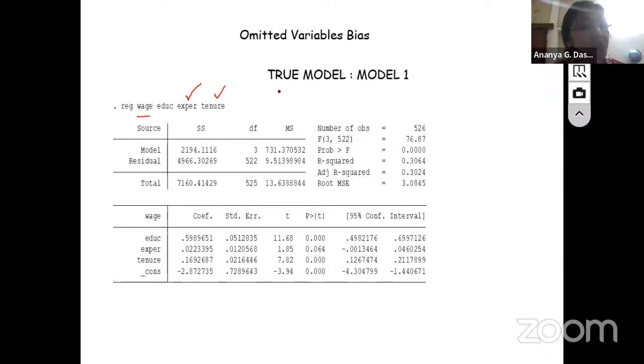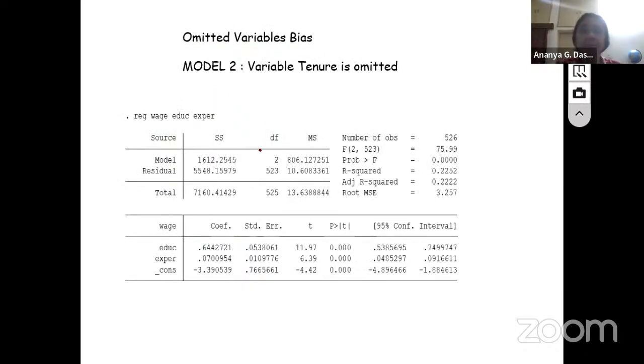Because if you do, then you will be committing the mistake of getting a coefficient which suffers from omitted variables bias in the following sense. Please note that in this model, education has a coefficient of 0.59. Now, suppose I omit the variable tenure. Why? Because I'm not interested in it. Then just see, instead of 0.59, education has a coefficient of 0.64.